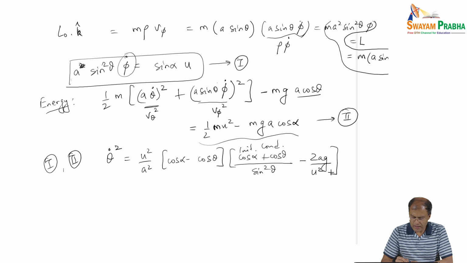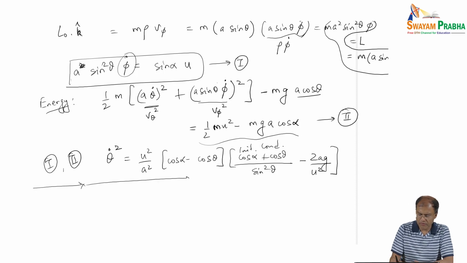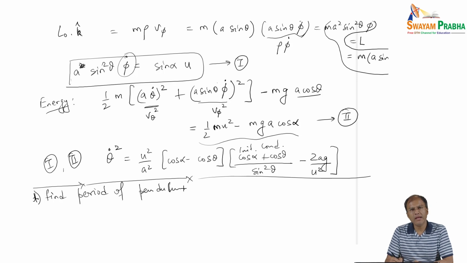Okay, so this is what we have, and that is the end of this example. But let us add one more part to this example. The last part of the problem says, part D, find the period of the pendulum.